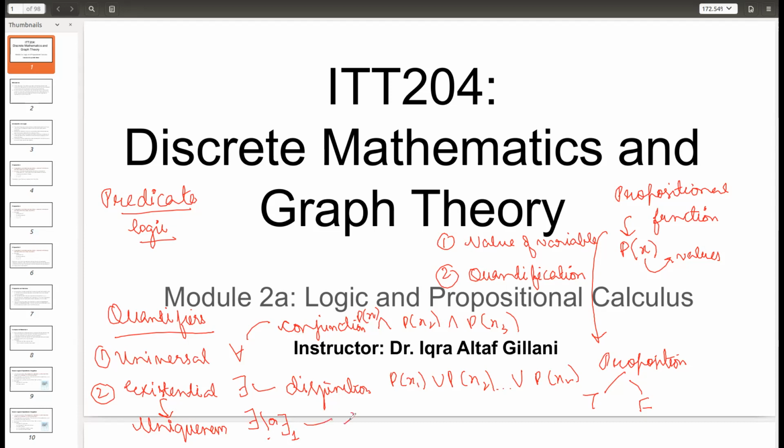Very good, Tanya. The existential quantifier required that at least one of the elements has this property true, right? But in this, there should be exactly one element, and that one element is your unique element for which this is true. If you have exactly one element for which the given property is true over the domain of discourse, then we say that the uniqueness quantification is true.